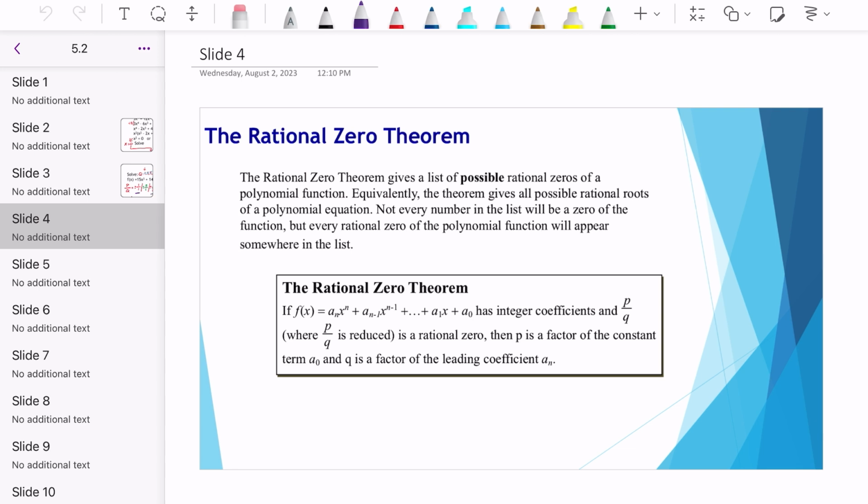Now, the list that we come up with are all of the possibilities, but not every single number in the list will be a zero of the function. And we know that because we have tried some of our numbers and ended up with a remainder. So the ones that end up with a remainder are not part of the zeros of that function. And we would have to do synthetic division until we find our first zero of the function. The one thing that can be guaranteed is that the zeros of that polynomial will appear somewhere on that list.